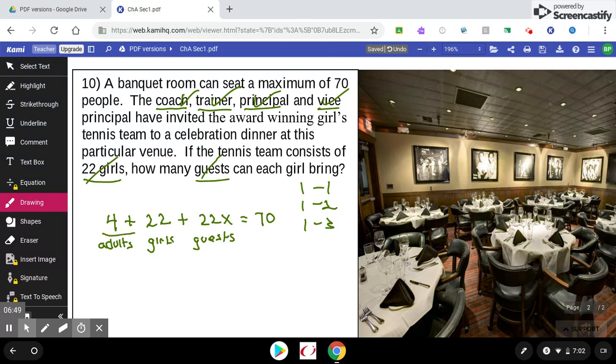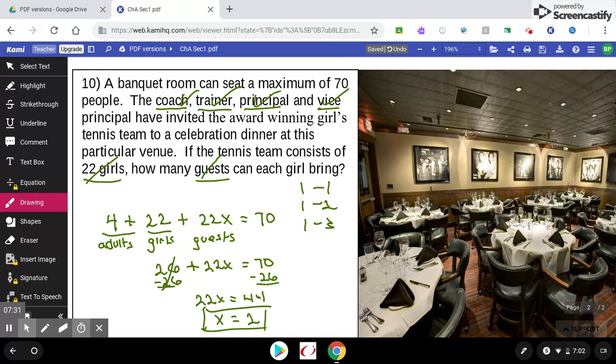Step 1, simplify. Add stuff together or combine stuff that's on the same side already. 26. 22x equals 70. Step 2, move any addition or subtraction. Well, got to move the 26. The 26s are gone. I got 22x equals 44. How do I get rid of the 22? I divide. I'm running out of room, so I'm just going to go ahead and do it. So 44 divided by 22 is 2. And each girl can bring 2 guests. So mom and dad get to come along for a free meal.